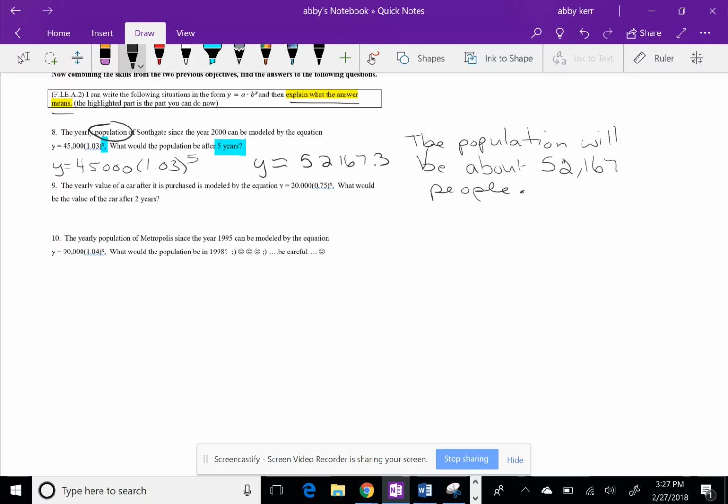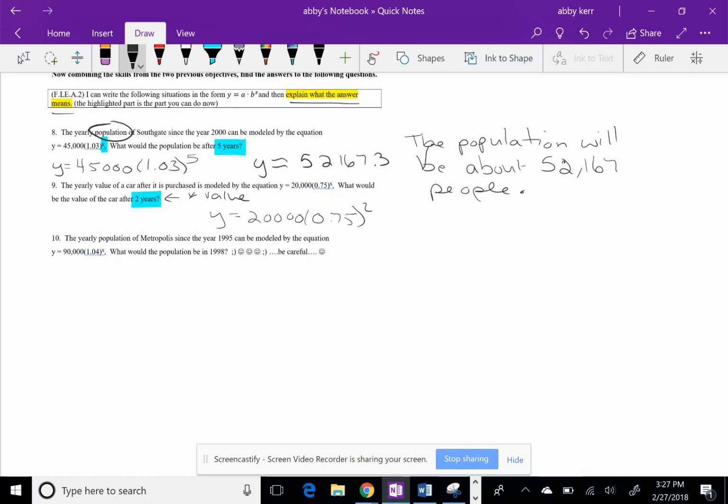Now you're going to do that with number 9 as well. It says the yearly value of a car after its purchase is modeled by the equation y equals 20,000 times 0.75 raised to the x power. What would be the value of the car after 2 years? So if you would have looked up at the problems that you already did, we talked about 2 years, and you said that this was your x value. So you're going to put 2 into your x. So 20,000, 0.75 raised to the 2.